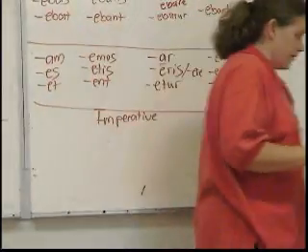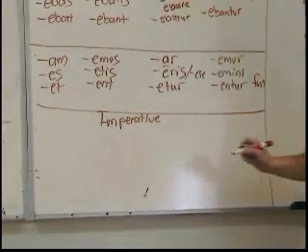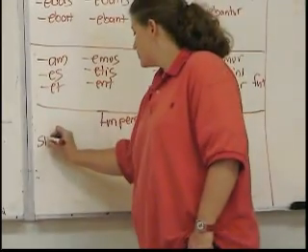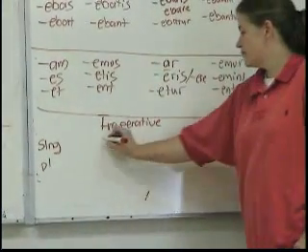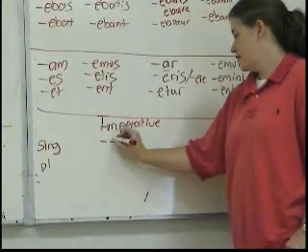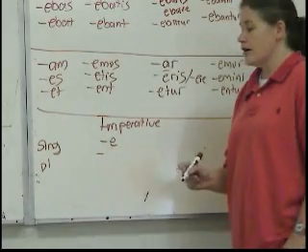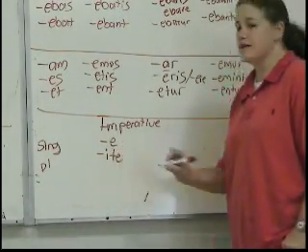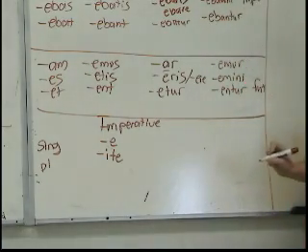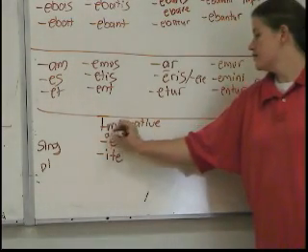Okay, imperative, we have singular and plural. The imperative singular is the letter E, and then the plural, ite. Ite, with an I. Okay. And so that's the active.